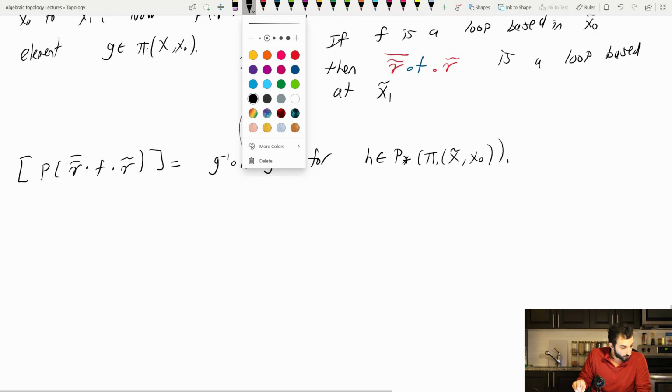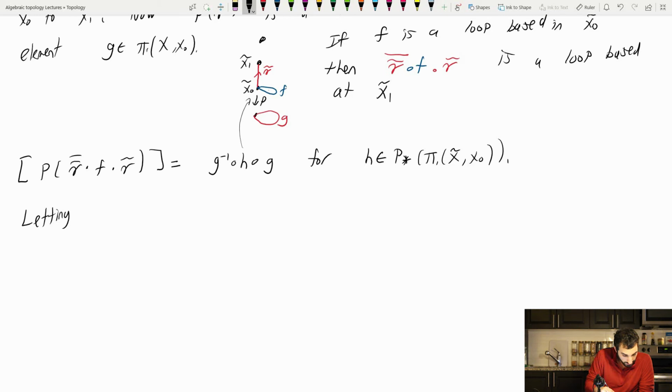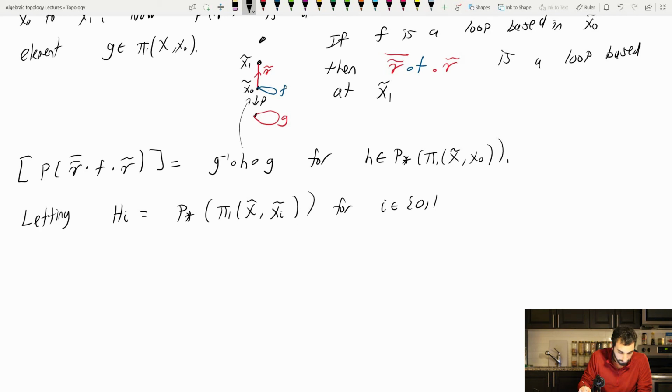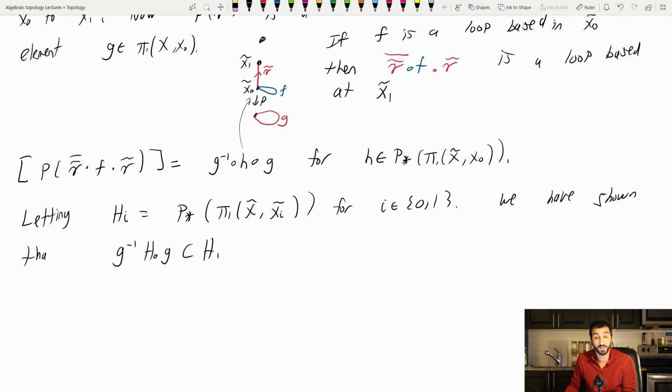Okay, so now I'm going to take two groups, Hi, which is the image of the map on fundamental groups, pi 1 of X twiddle with the base point Xi twiddle, where i is either 0 or 1. We have shown that g inverse H0 g is a subset of H1. You take any element of H0, and like we did up here, if you conjugate it by an element of g, you land in H1.